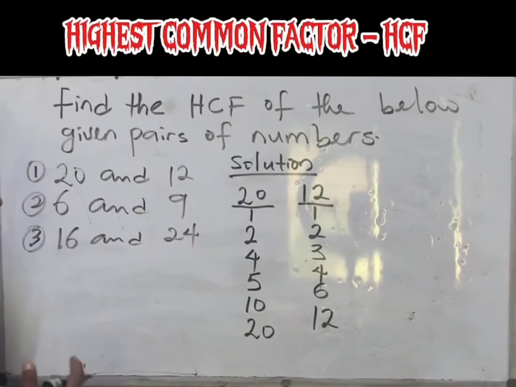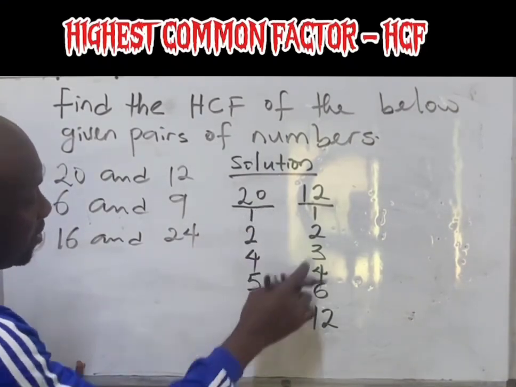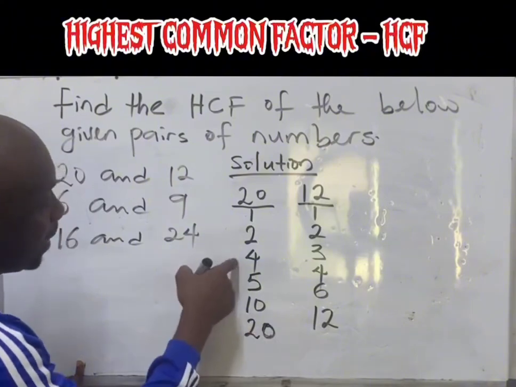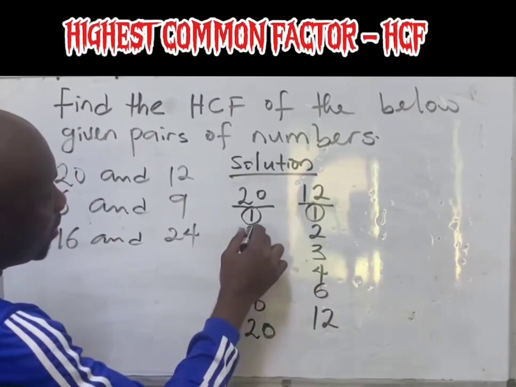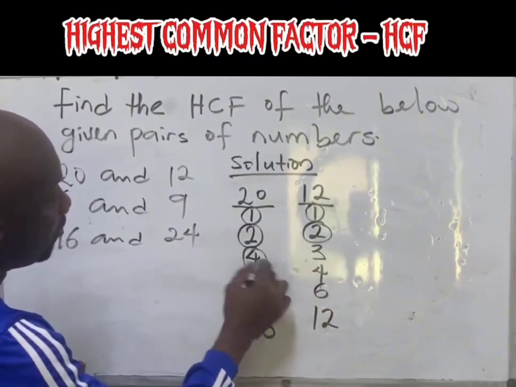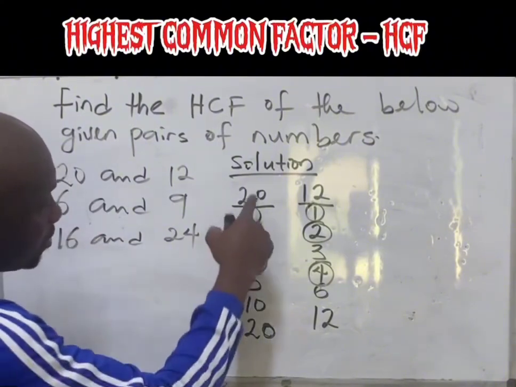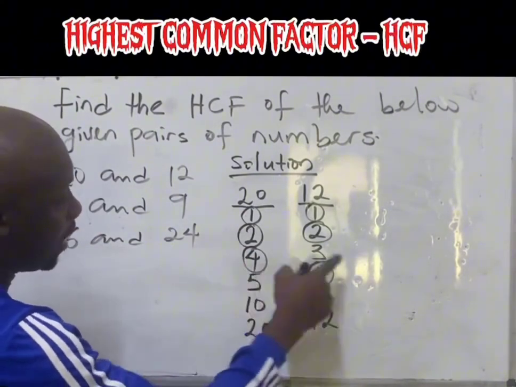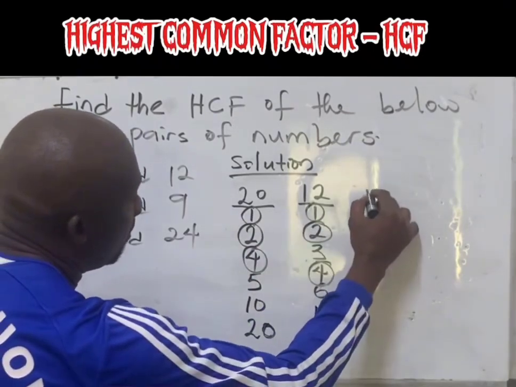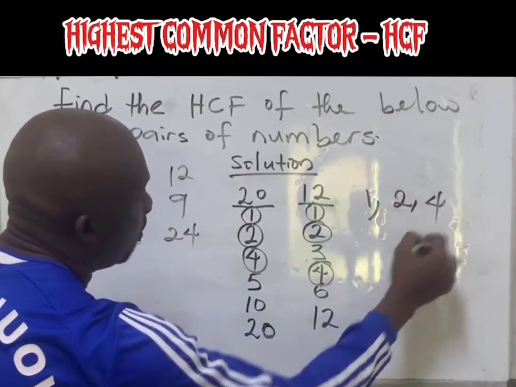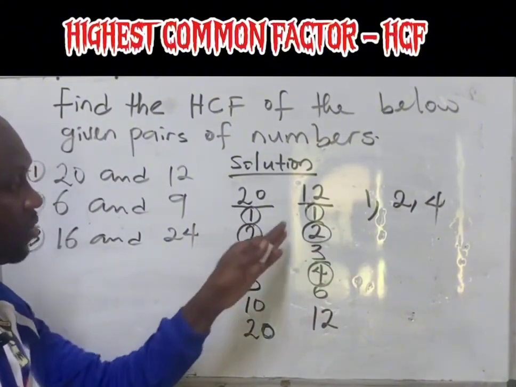Now we'll look for the numbers that are common between the factors of 20 and the factors of 12. We have 1 and 1, 2 and 2, 4 and 4. Is there any other number? No. So we write out the numbers that are common: 1, 2, and 4. These are the three numbers that are common between the factors of 20 and the factors of 12.